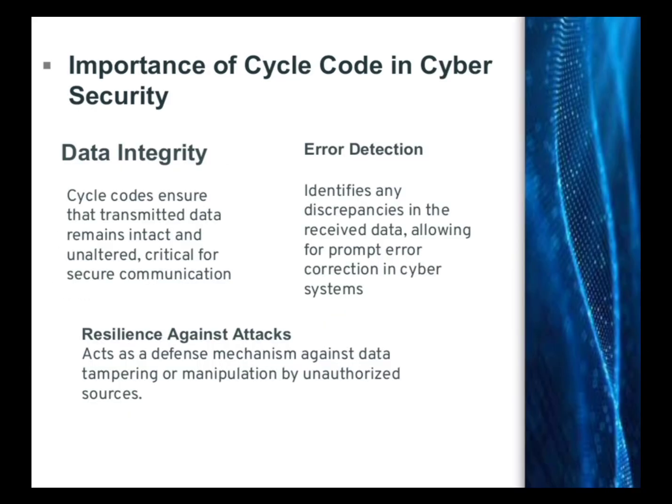So the next point is the importance of cyclic code in cybersecurity. First is data integrity. Cyclic codes ensure that transmitted data remains intact for secure communication. Then the second point is error detection. It identifies any discrepancy in the received data, allowing prompt error correction in cyber systems. Then the next point is resilience against attack. It acts as a defense mechanism against data tampering or manipulation by unauthorized sources.